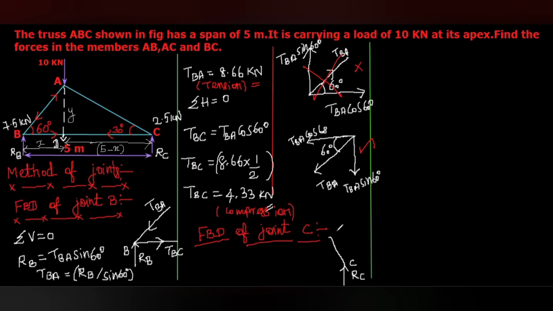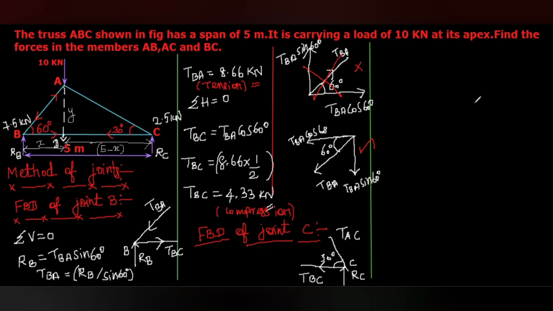Here, the force in the member AC may act either upward, that means outwards from C, or inwards to the C. That direction we have to calculate. And it is acting at 30 degree to the horizontal. Then the horizontal force is the tension in the member BC. Here the direction we already calculated and the value also we know. TBC is 4.33 kilonewton. Here this angle is 30 degree as mentioned in the diagram.